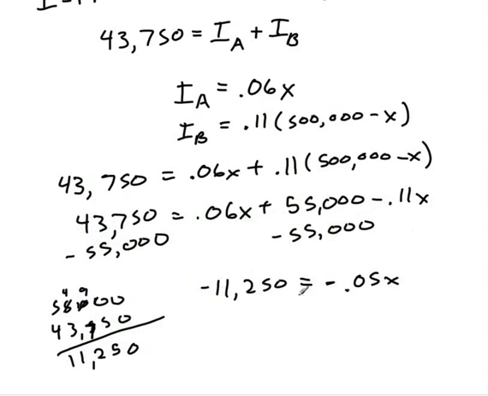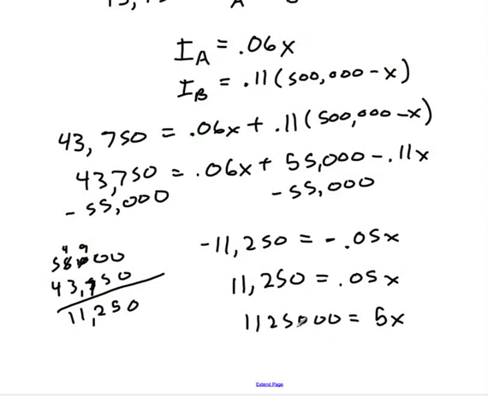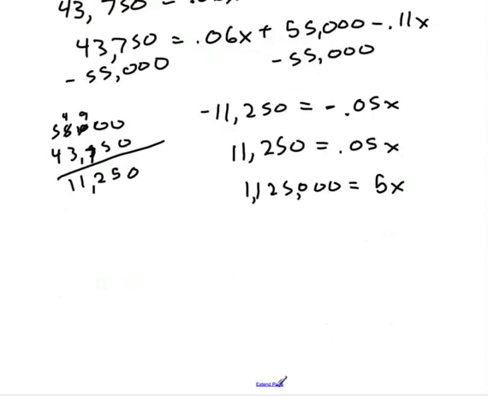Now, I don't like the negatives, and there's a negative on both sides, so I'm going to negate both sides. So you're going to get 11,250 equals 0.05x. Now, I don't like the decimal, so I'm going to multiply both sides by 100. So this becomes 11250, add 2 zeros because I'm multiplying by 100, and this is going to be 5x. That way we don't have to deal with the decimal later. So now I'm going to divide by 5 on both sides.